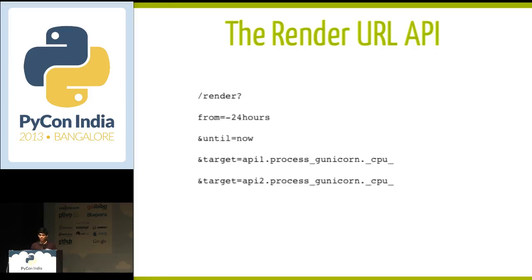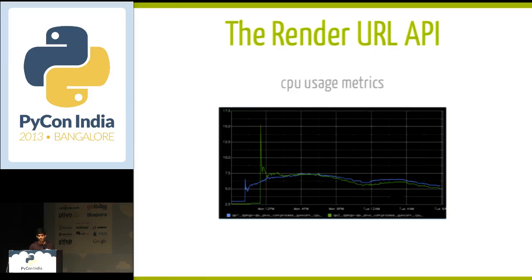I'm going to talk about the render URL API, which is an API to generate graphs. So this is the interesting part. You have a gunicorn process running on API server 1 and a gunicorn process running on API server 2 as well. And then you want to get metrics of CPU load, from now for the past 24 hours. If you provide this to Graphite, if you put this in the browser and run it on a Graphite server, you'll get this sort of a graph.